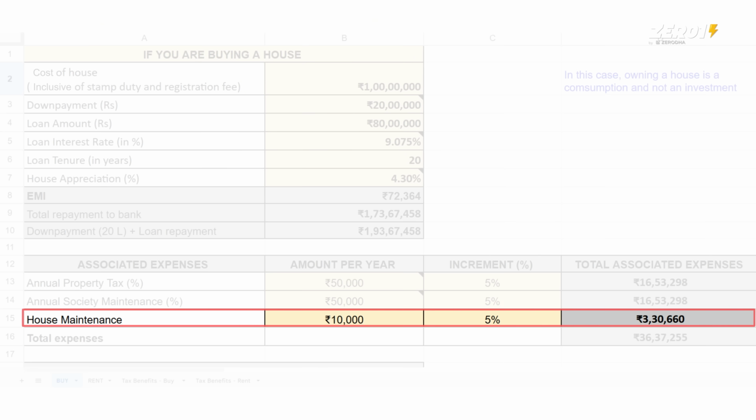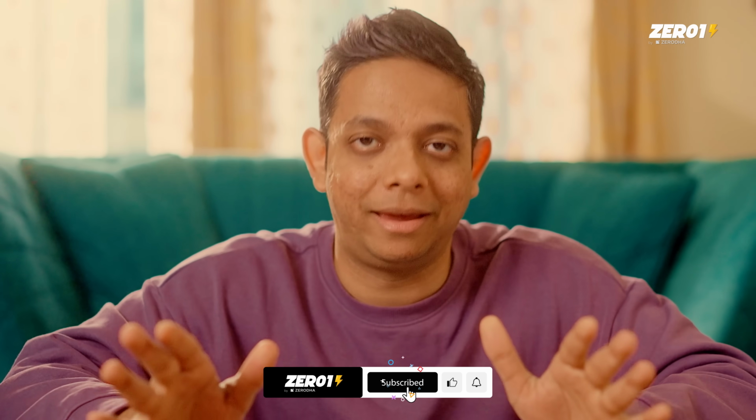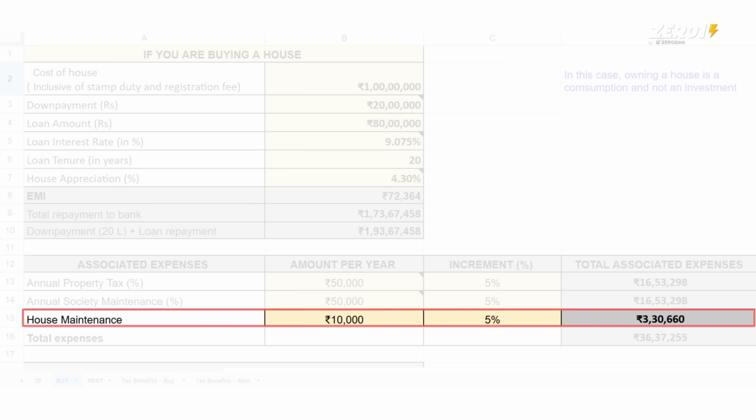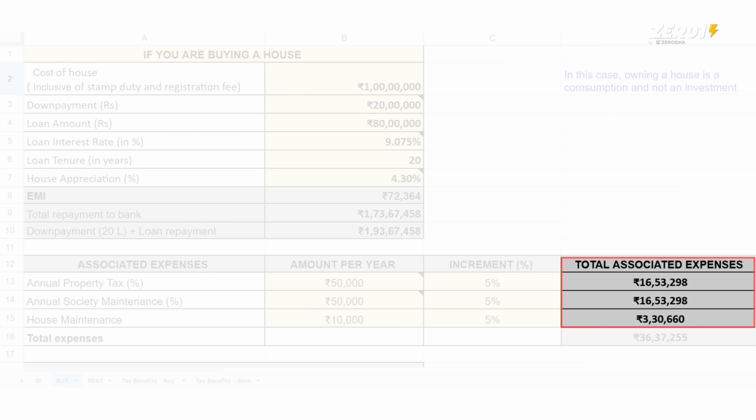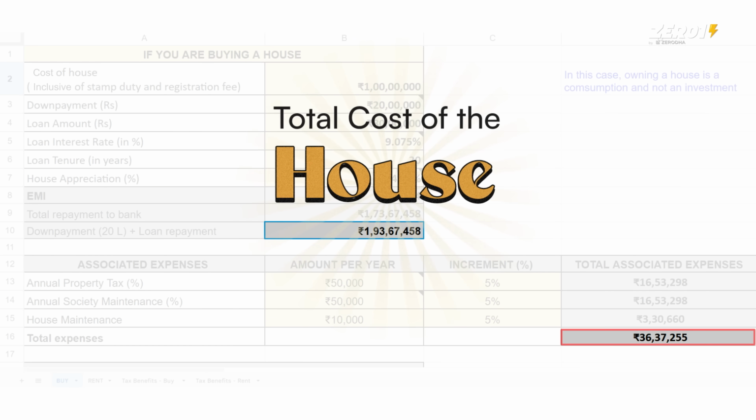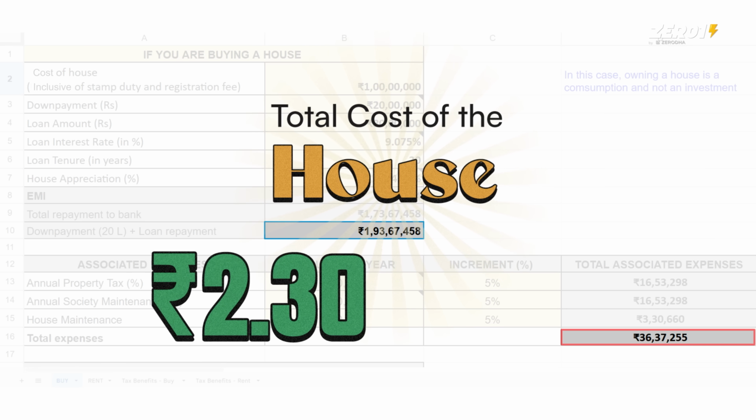I do think though, people can spend a much larger amount on their house because it's their house. It's the most emotional thing they'll ever buy. And they will spend whatever they can to make their house a home. But since it's an Excel sheet, let's take a small amount. When you add all these 3 things up, total cost of the house is 2.30 crores.